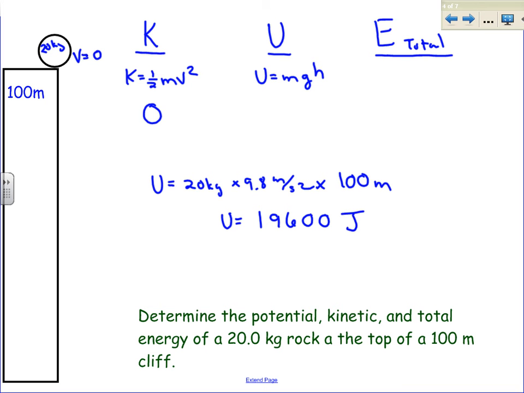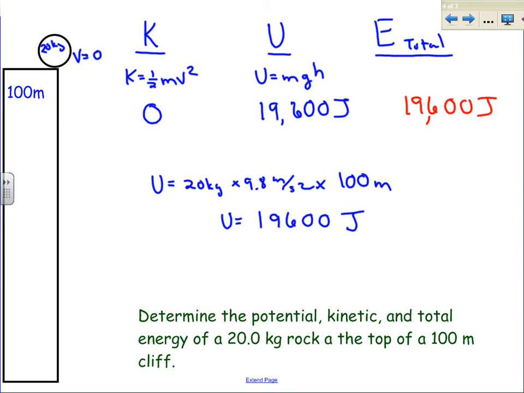So up at the top, it's all potential energy and no kinetic energy because the rock's not moving. So our total energy, I'll do it in red, is 19,600 joules. And that's going to stay consistent through the whole problem, this total energy.